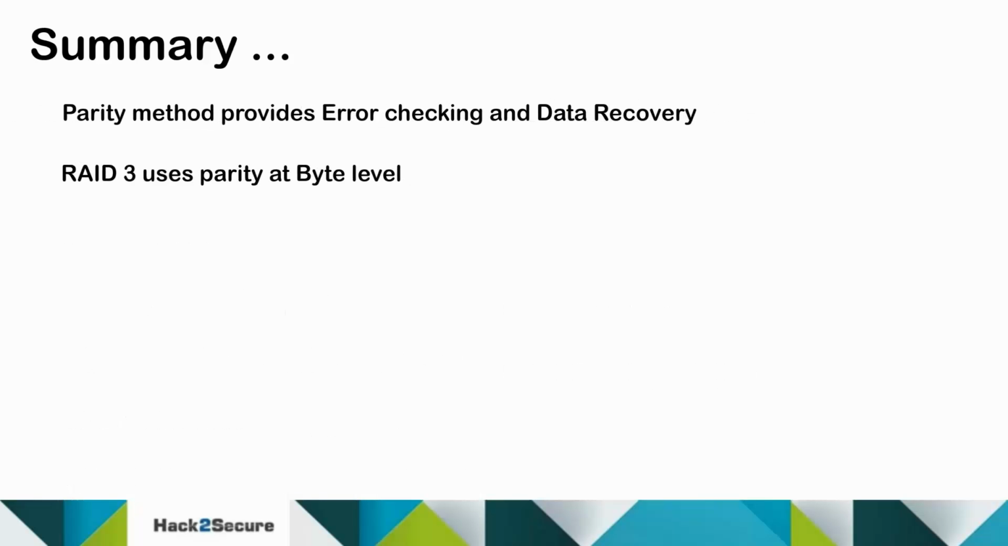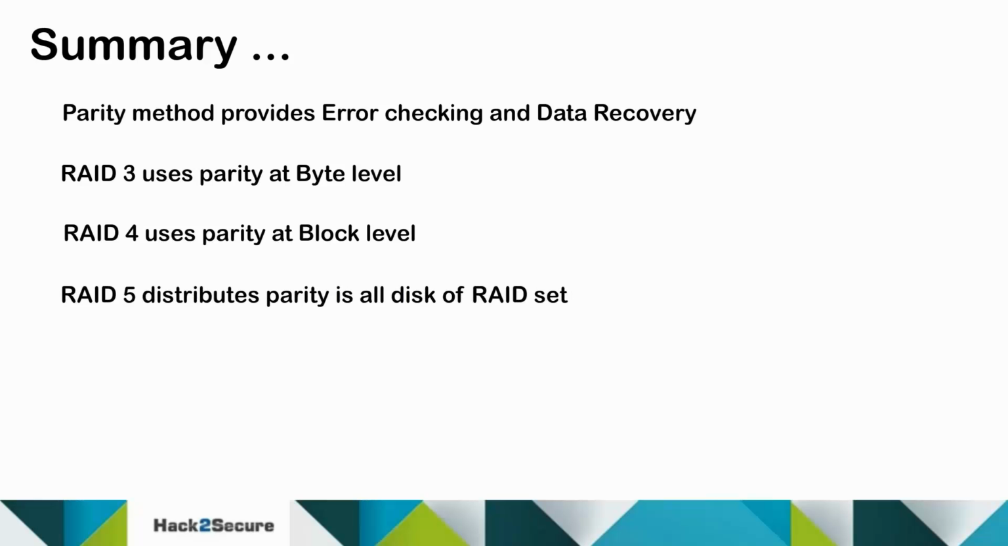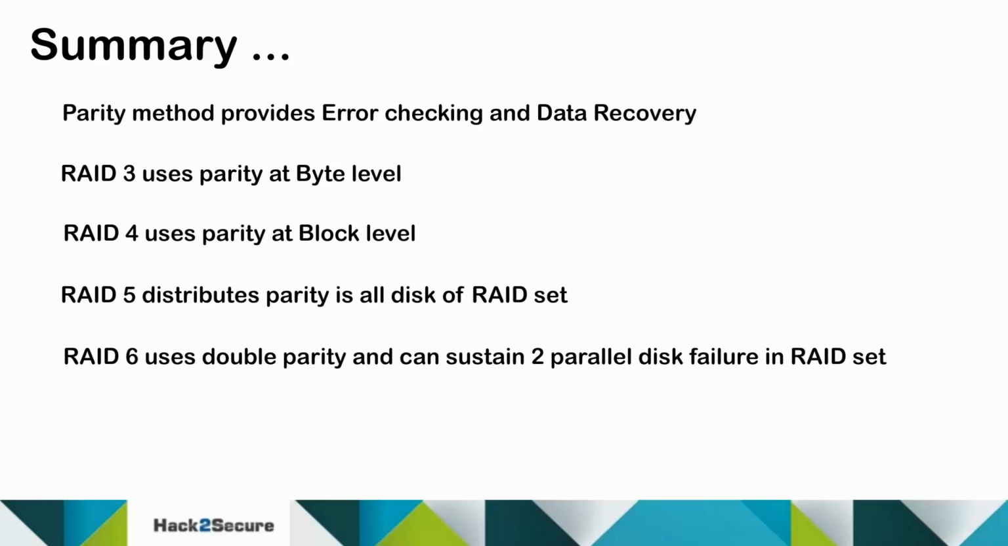Parity methods provide data redundancy by error checking and data recovery. RAID 3, 4, 5, and 6 use the parity method. RAID 3 uses single parity at byte level, while RAID 4 uses it at block level. RAID 5 makes use of parity in a distributed manner in all disks present in the RAID set, while RAID 6 uses double parity to provide redundancy of sustaining two disk failures in a RAID set. Both RAID 5 and 6 have poor write performance.